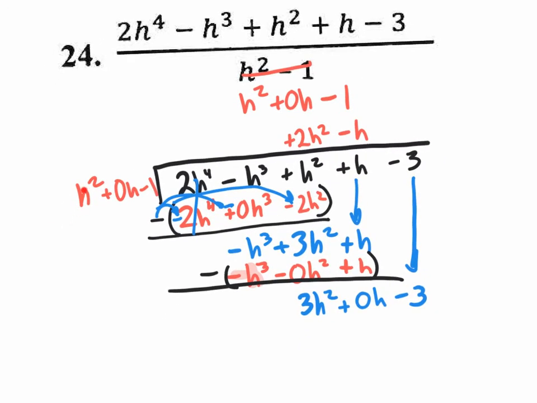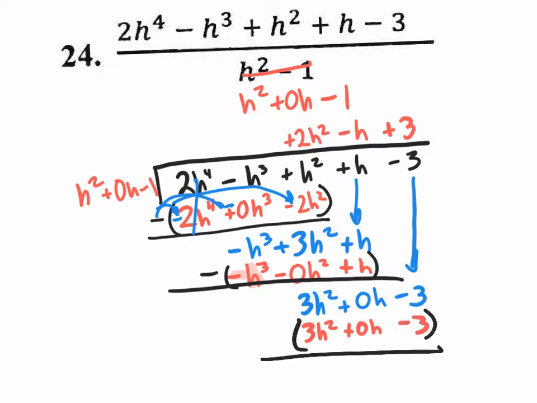And finally, I'm going to think h squared times what will give me that identical 3h squared? Plus 3h. No, plus 3. I'm sorry, plus 3. So when I multiply 3 times h squared, it'll be that identical 3h squared. When I multiply 3 times 0h, that's going to be 0h again. When I multiply 3 times negative 1, that's going to be a minus 3. I am subtracting, put parentheses around the polynomial with the minus on the outside. And guess what? Everything cancels.